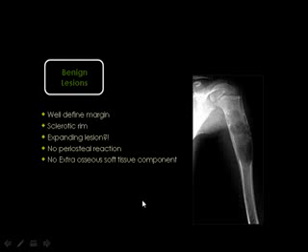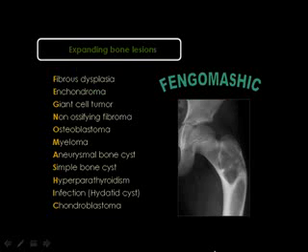Then finally, what are the characters of a benign lesion? A benign lesion has a well-defined margin, has a sclerotic rim, and is an expanding lesion. Most of the expanding lesions are benign. There are few malignant lesions that are expanding, including the plasmacytoma and some types of metastatic deposits. Then there is no periosteal reaction and no extraosseous soft tissue component.